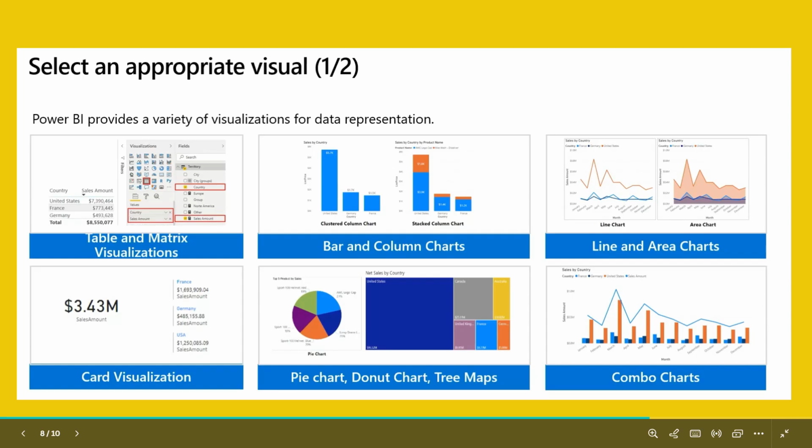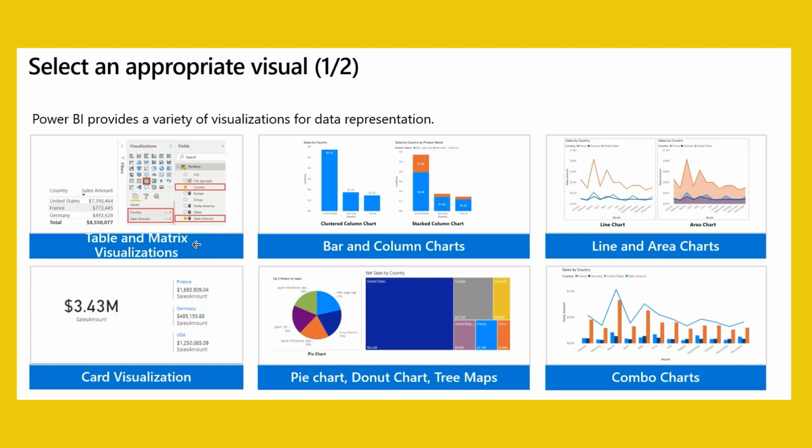You need to know about the different types of report visuals. Like the table and the matrix visualization, what they are used for. They're used for detailed and precise data. Next, bar and column charts. Why do you use these? These are categorical visuals, meaning they compare the values across categories. The next is the line and area chart. Why do you use these?